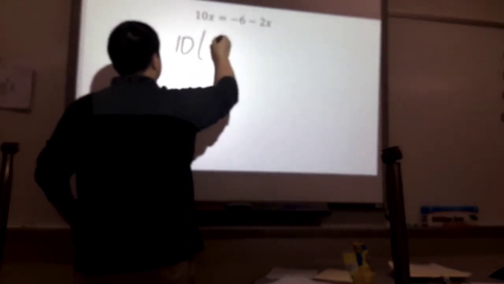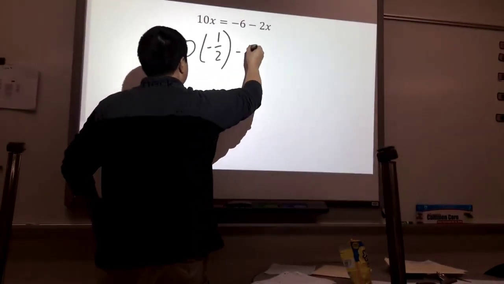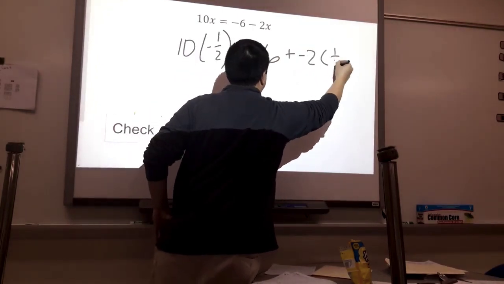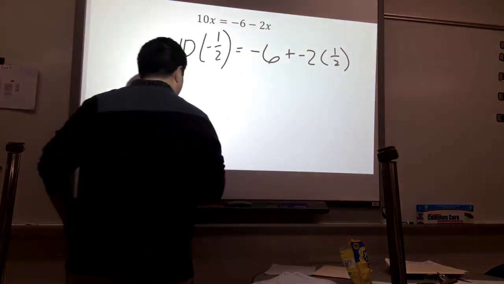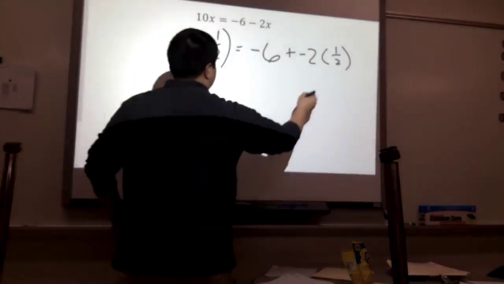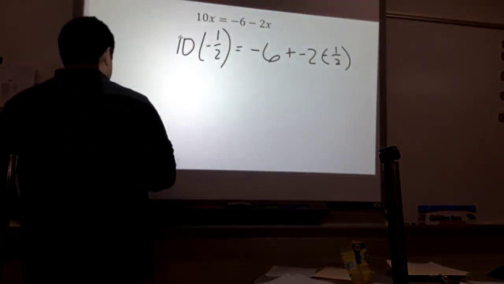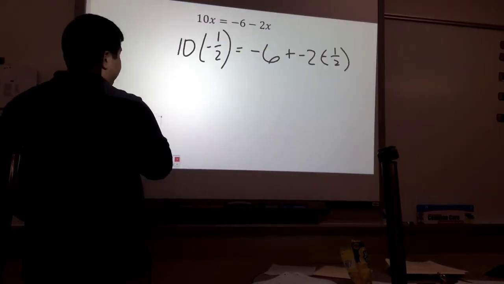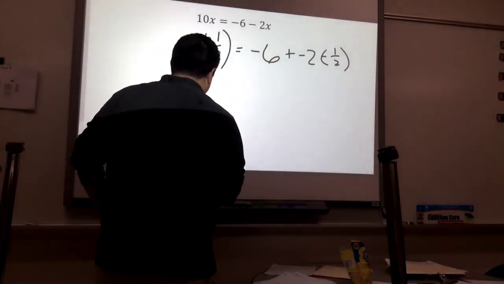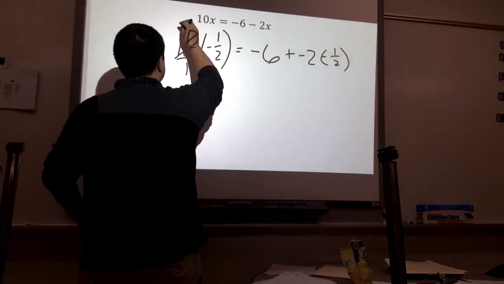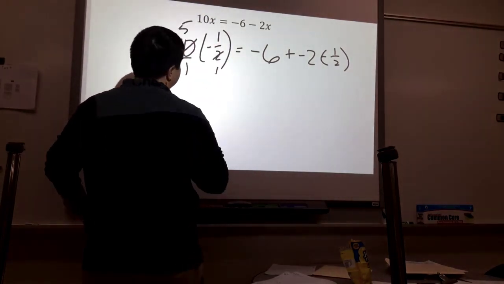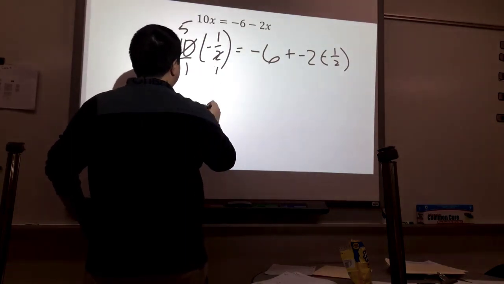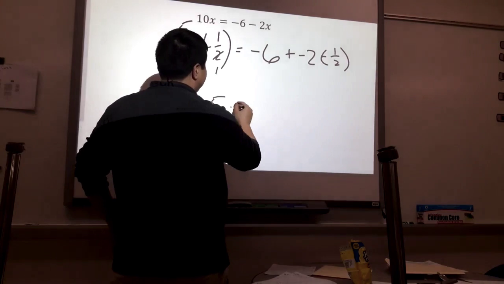10 times negative 1/2 equals negative 6 plus negative 2 times 1/2. Excuse me, negative 1/2. So, I believe it's negative 1/2, correct? Yes, negative 1/2. 10 times negative 1/2, put this over 1. Cross cancel, this becomes a 5, this becomes a 1, because 2 can go into both. We get a negative 5 over 1, which is negative 5.